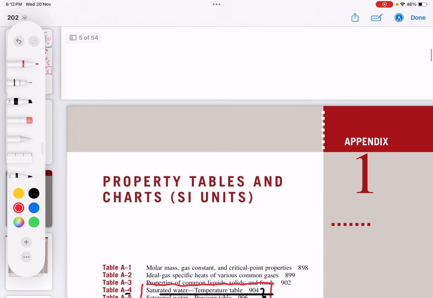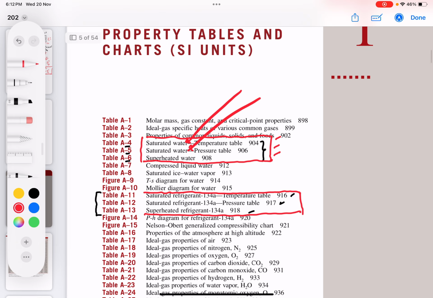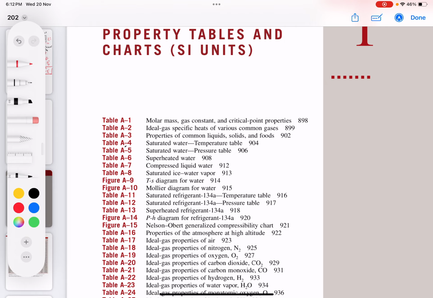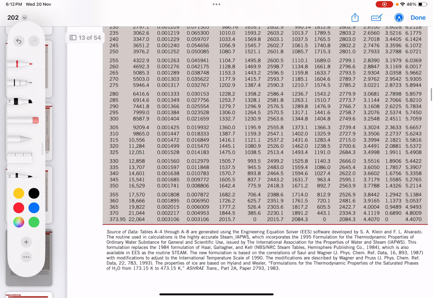And again, I cannot use steam table A4, A5, and A6 as I used during our lectures, because it is stated clearly that those are for water. The question given is using refrigerants as the working fluid. Therefore, I have to use either table A11, A12, or A13. So now I'm going to move to A11 first.